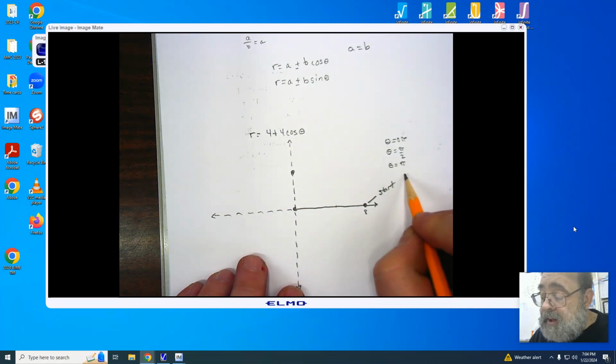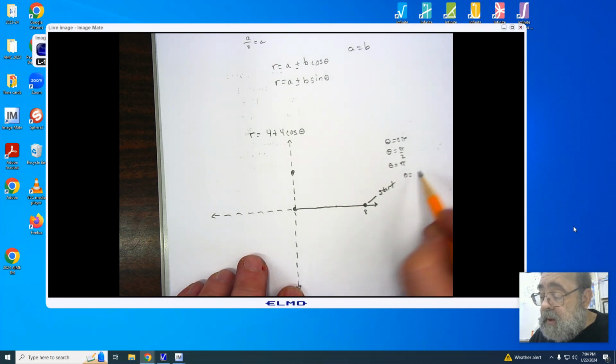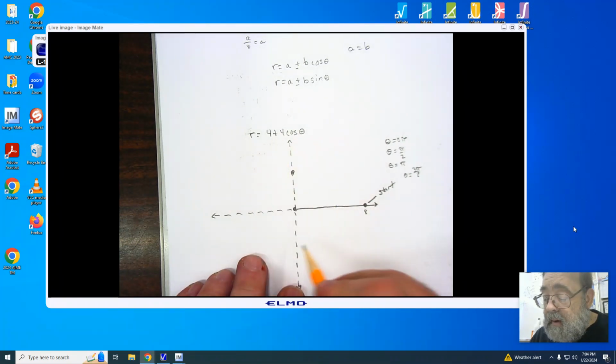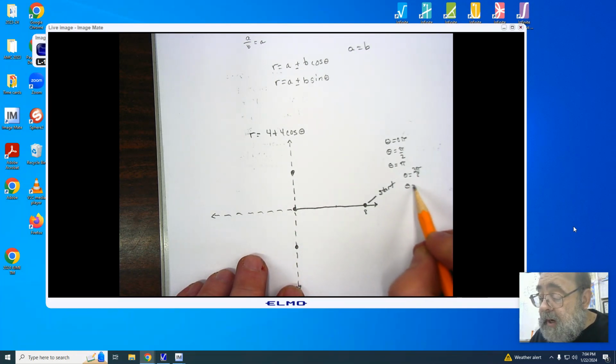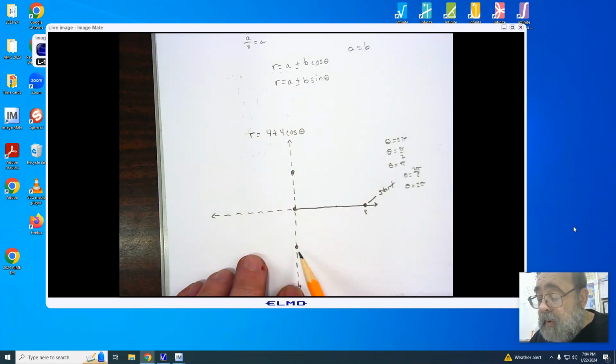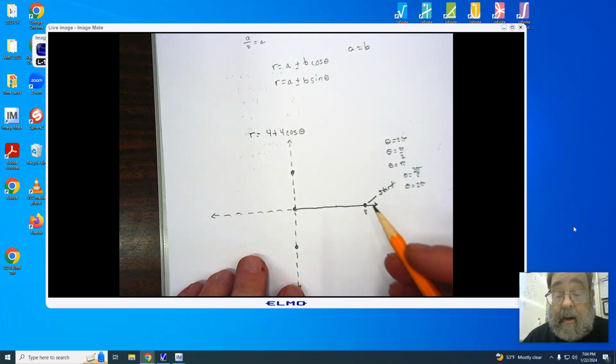Then I'm going to continue with theta equals 3 pi over 2. This is also a 0, leaving me with 4 at theta equals 3 pi over 2. And then when I check for the last one, theta equals 2 pi, I know that I'm approaching this infinitely. We're just going to go ahead and plot it as a point, and that would be where we end.